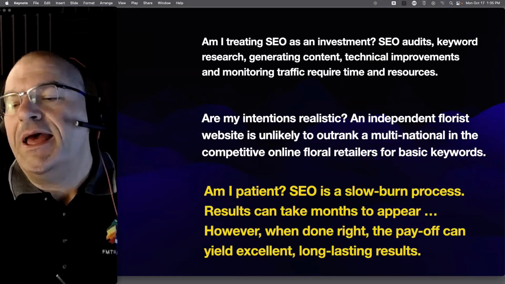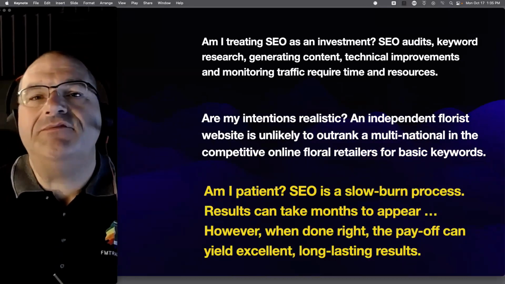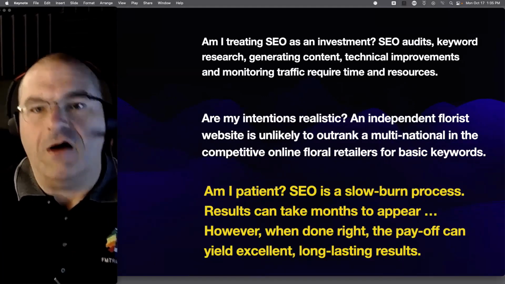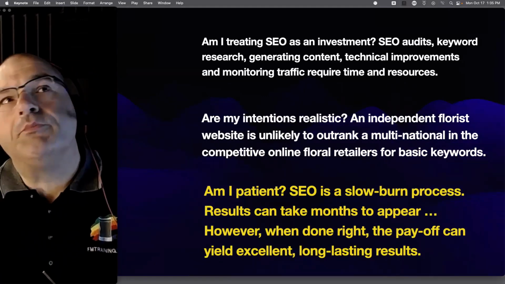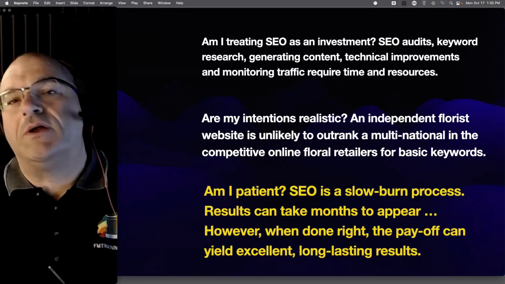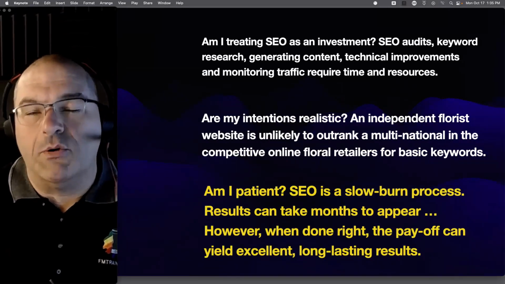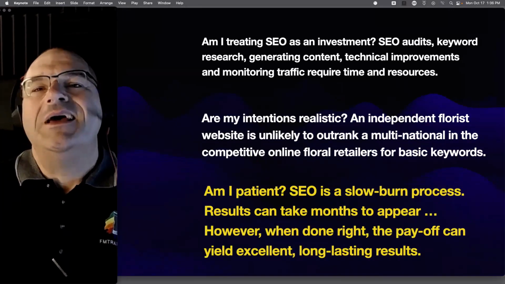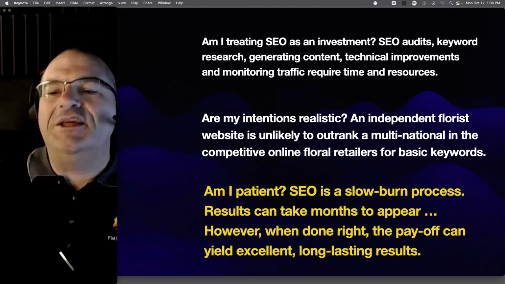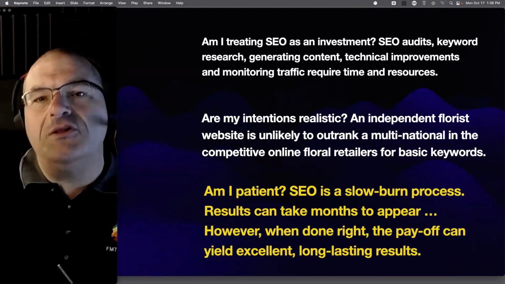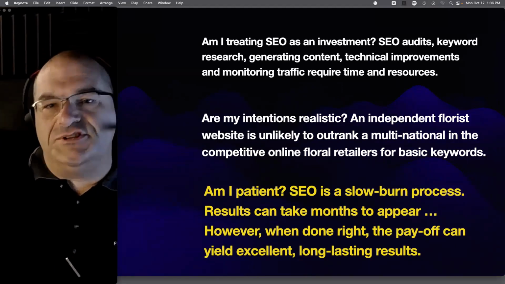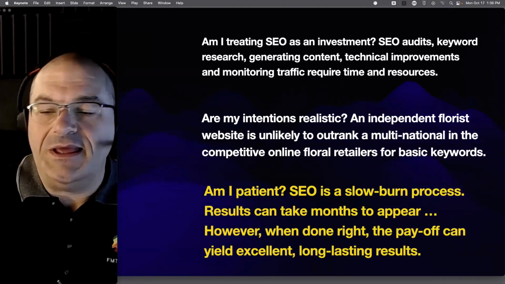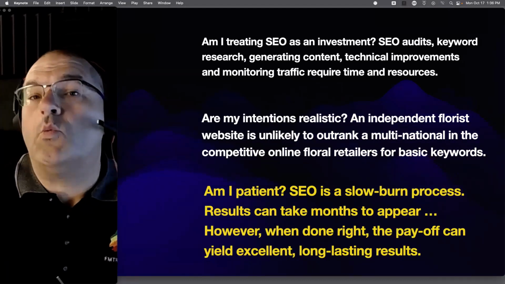Am I patient? SEO is a slow burn process. If you don't show up on SEO at all and you get an SEO professional involved, you might see some improvement immediately, but really to get where you want to be, it's multiple months of ongoing trickle of work, right? Every once in a while I hear this term called drip marketing, where you drip to your customers. You need drip SEO. Slowly drip the SEO stuff, slowly builds you up, keeps you going. It's a slow investment that goes on over time. In my experience, it's not a one-shot deal.